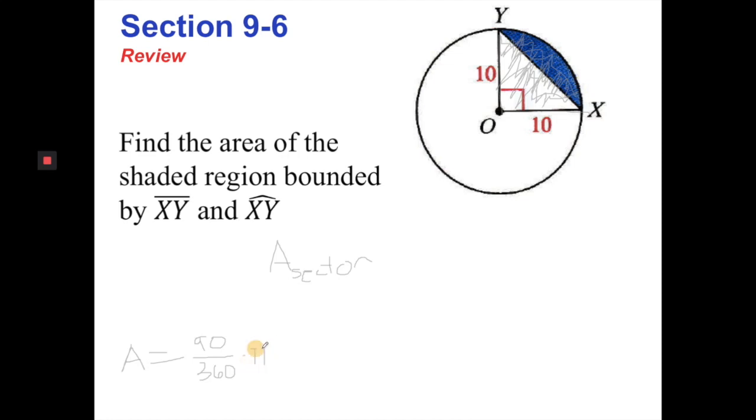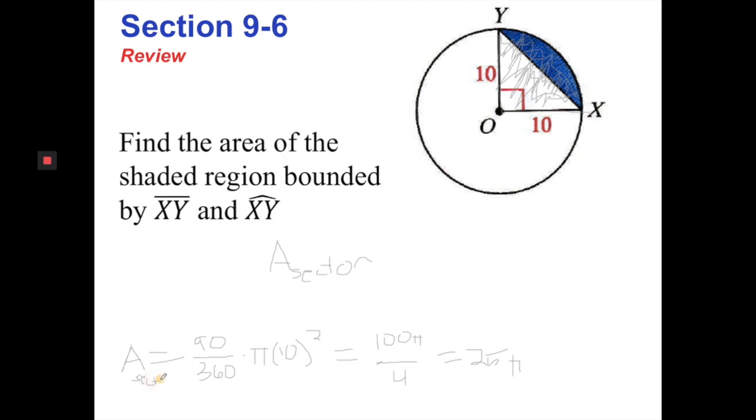So we're going to use our area formula, pi r squared, and r is 10, squared. All of a sudden, I have 100 pi over 4. 90 over 360 is 1/4, so I'm just putting the 4 down there. And so our area is 25 pi. So I found the area of the sector.